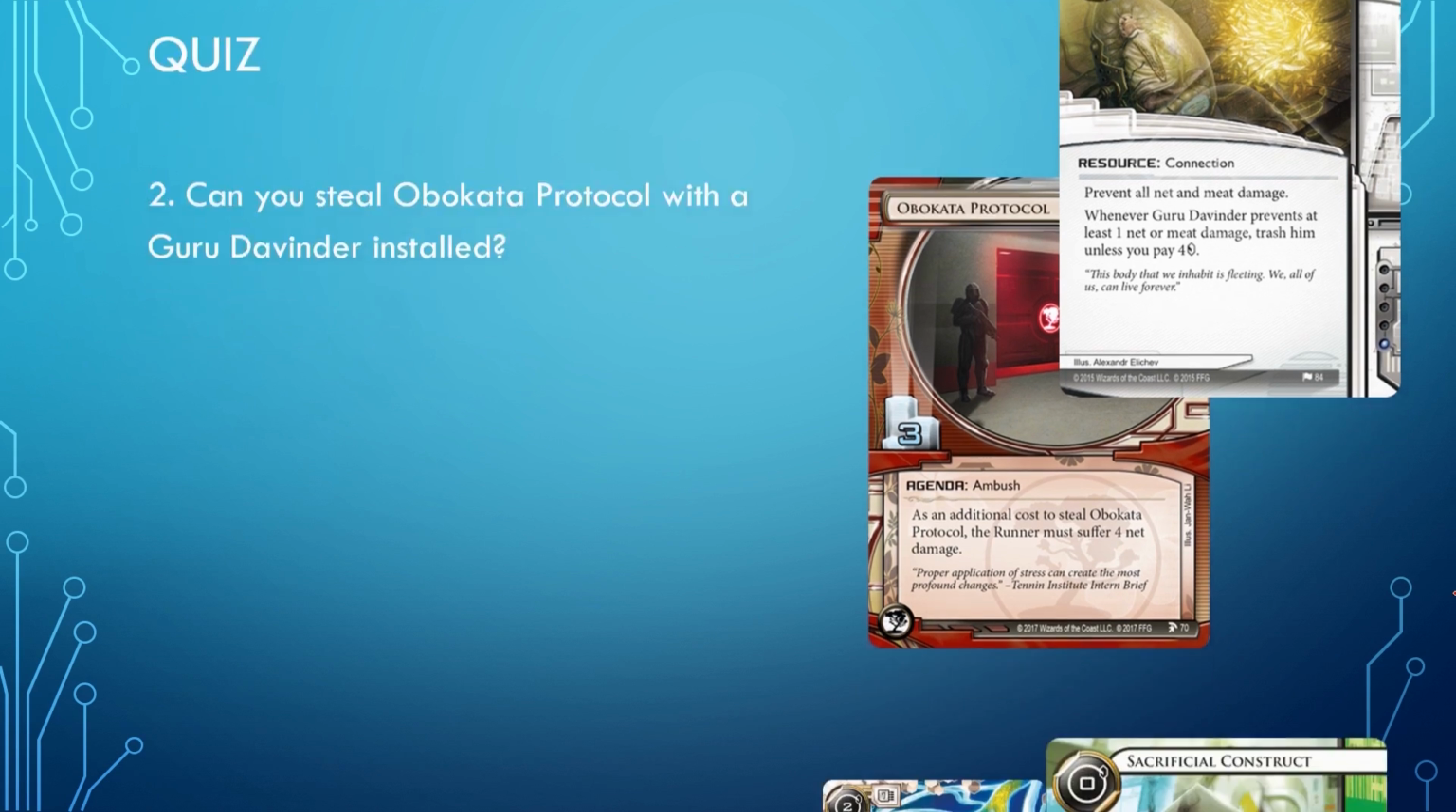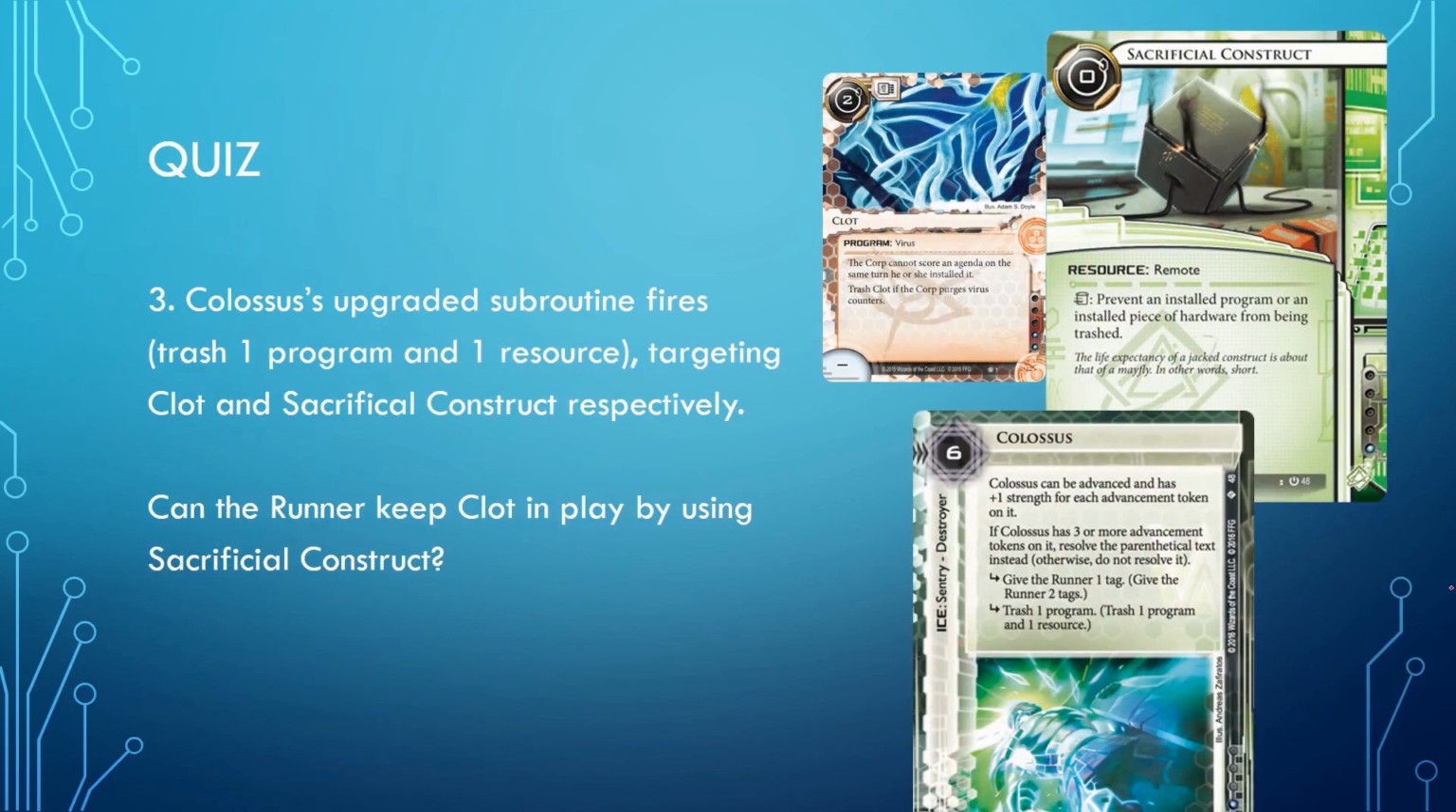And finally, we move on to question 3. The runner encounters a Colossus that is triple advanced, therefore the souped up subroutine fires, which is trash 1 program and 1 resource. The runner happens to have a Sacrificial Construct and a Clot installed, and the corp wishes to get rid of both of them, using Colossus to target both of them. Can the runner keep the Clot in play by using Sacrificial Construct on the Clot? Alright, when you're ready, you can unpause the video, because now we'll move on to the answers.